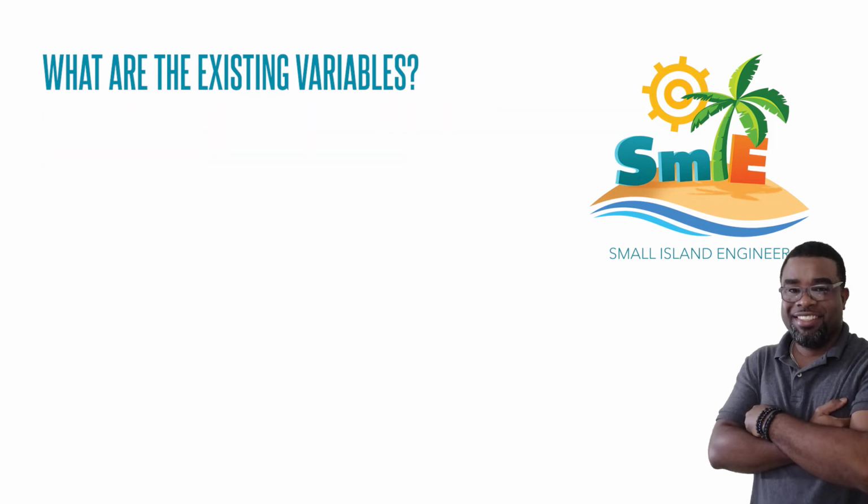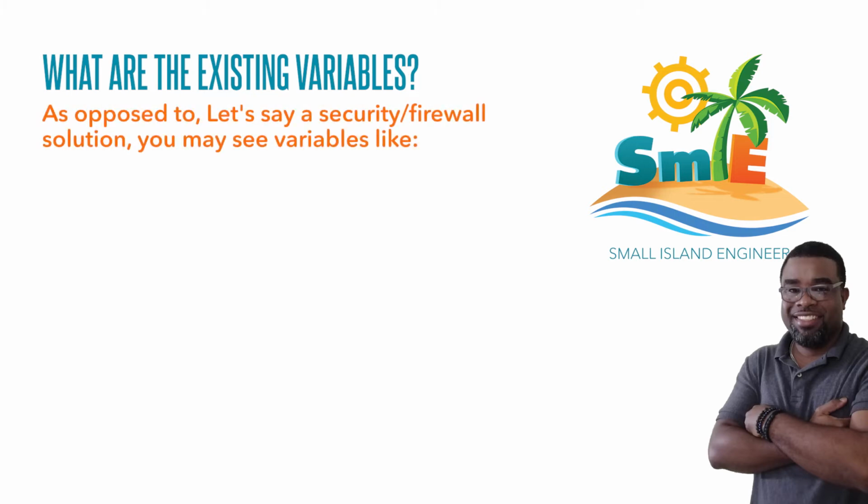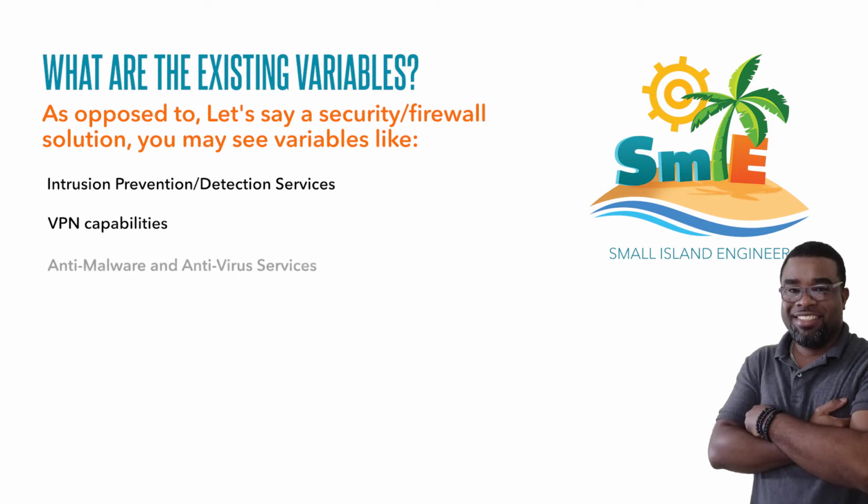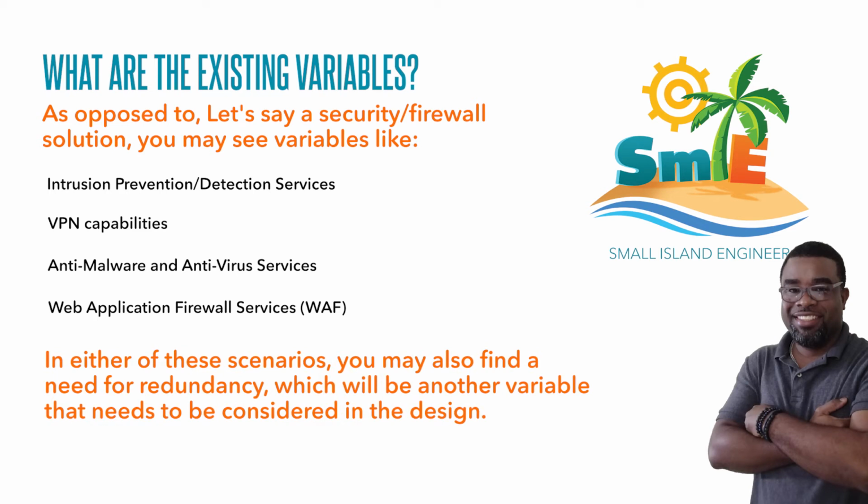As opposed to, let's say, they're requesting a security or a firewall solution, you might see other variables like, do they require intrusion prevention or intrusion detection services? Do they require VPN capabilities? Do they require anti-malware and antivirus services? Do they require WAF services, which is web application firewall services? And then in either of these scenarios, you have to also consider the need for redundancy, because maybe they want to have a redundant environment in case something goes down, or maybe they even want geo failover. They have different locations where they want to have the solution set up so that they have geo redundancy. These are things that you also have to consider.